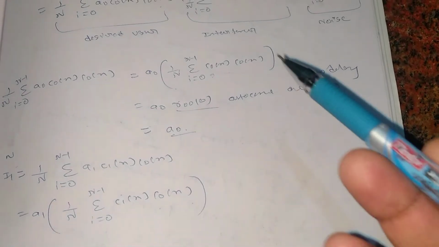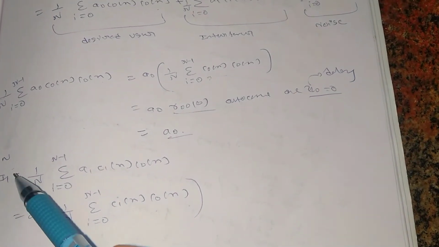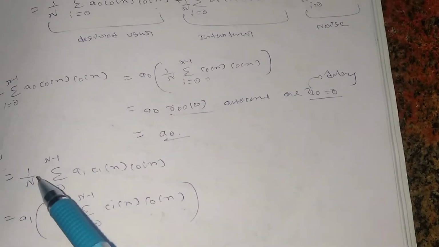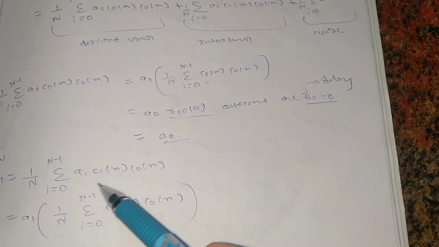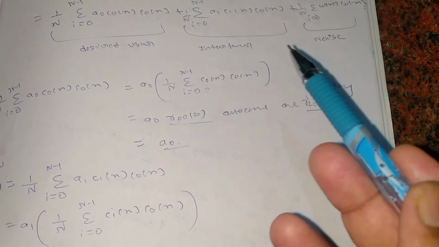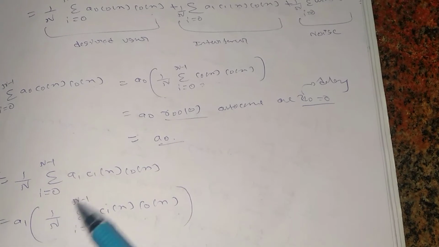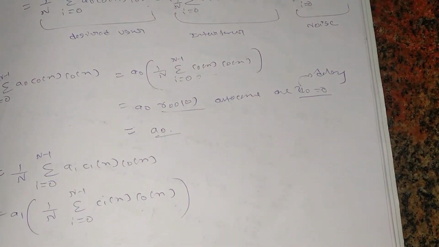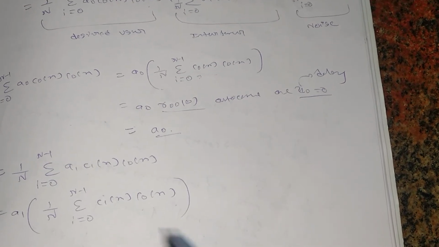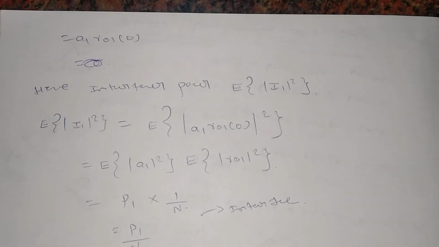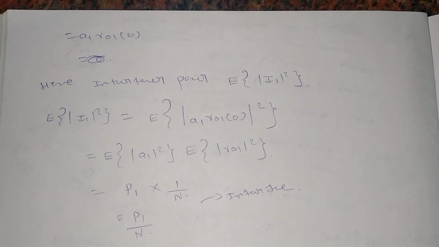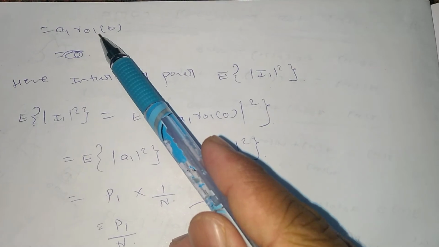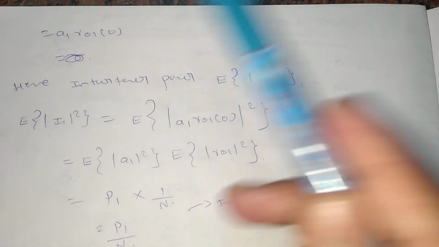Now I will try to find the interference term. Let us denote it as I1, that is, the interference from the first user. So 1 by N, summation i equals 0 to N minus 1, a1 into c1 of n into c0 of n. Just copy that here. Then a1 will be taken outside, and we will be left with 1 by N, summation i equals 0 to N minus 1, c1 of n into c0 of n, which in turn can be written as a1 into R01 of 0, that is, the cross-correlation between the 0th user and the first user with a time delay of 0.